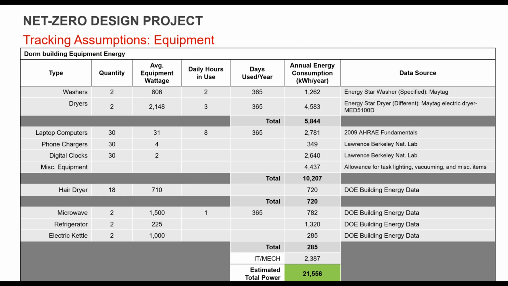Showing specific equipment. The more specific you can get, the more accurate you're going to be. So washers and dryers and how often they're used and their consumption. Computers, 30 people in this building, computers, clocks, phone chargers. You see getting very specific. Miscellaneous equipment. So you're beginning to see real data, not just watts per square foot. We're seeing the actual consumption for the year.